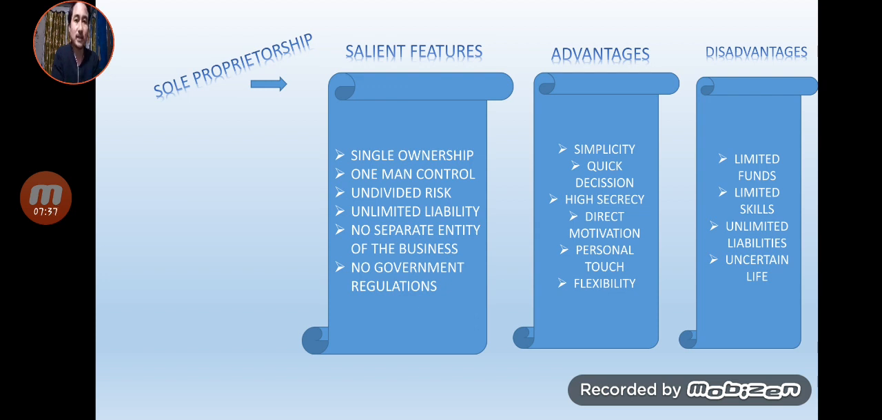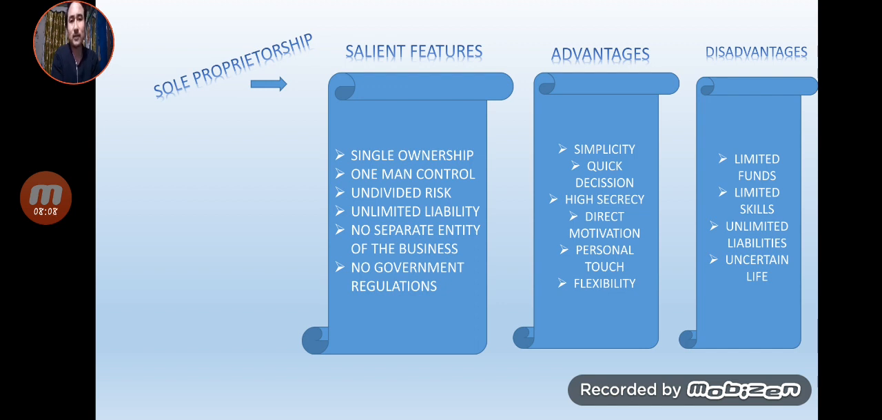Another is limited skills. Since the sole proprietor himself is starting the business, he might not have the required skill sets to run the business smoothly. Another is unlimited liability. This is the major disadvantage, as I've already discussed. If the business is not able to earn much profit, or the business is in loss, then the liabilities might increase manifold, and that will directly affect the creditability of the proprietor also.